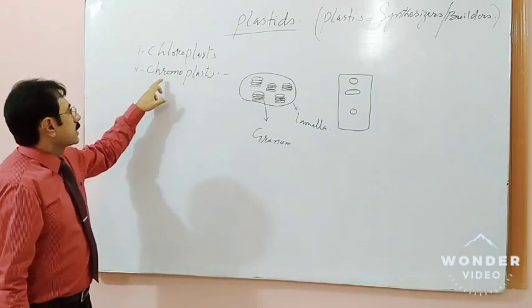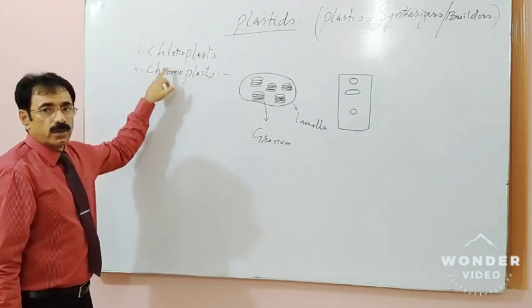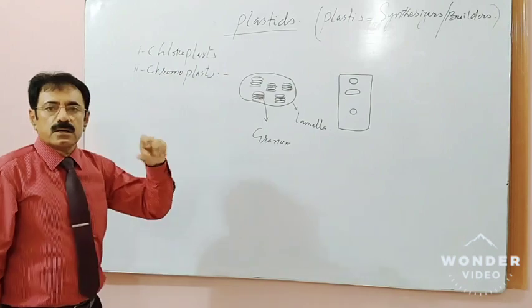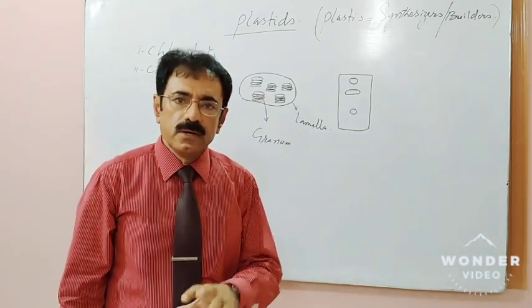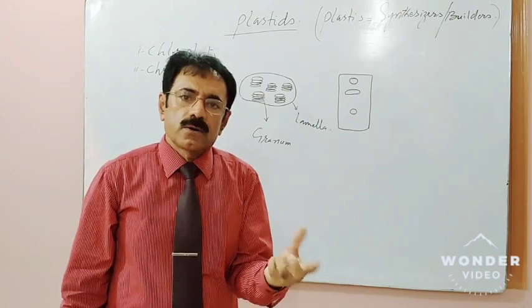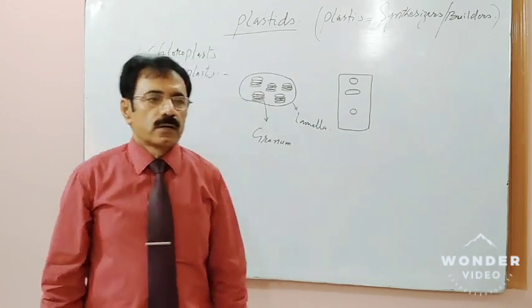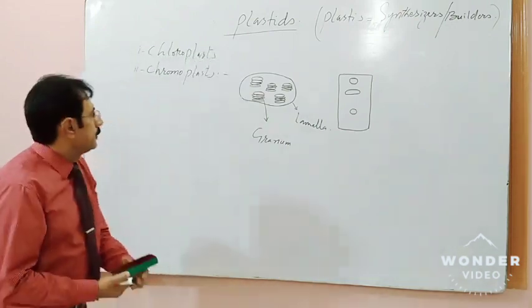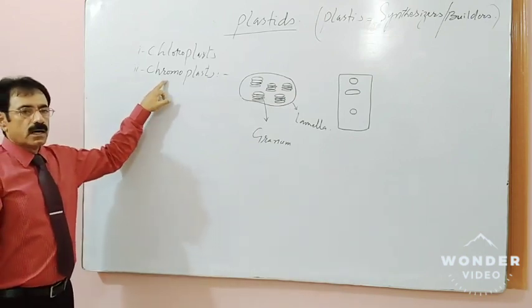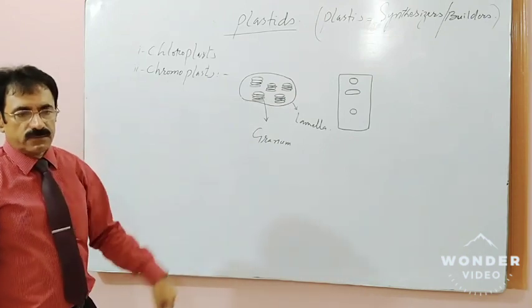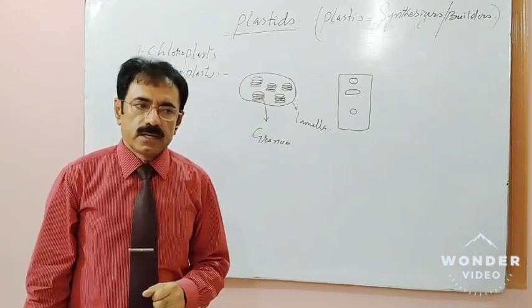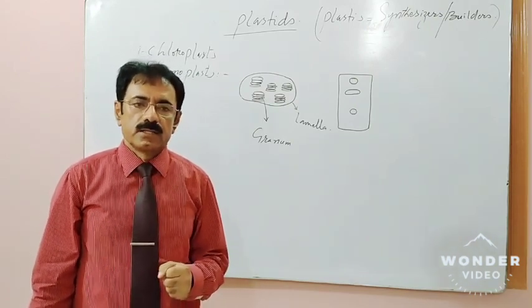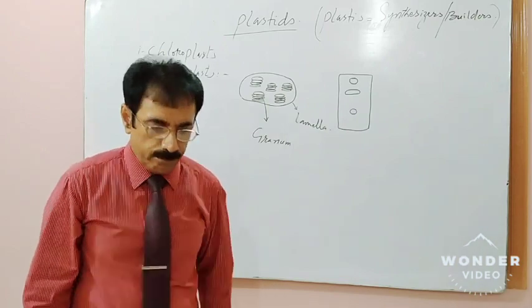And these chromoplasts and chloroplasts are interconvertible to one another. Sometimes chloroplasts are converted into chromoplasts, or chromoplasts are converted into chloroplasts. That means chromoplasts also help in the process of photosynthesis, and chromoplasts occur in the leaf cells, in the flowers and other plant cells.